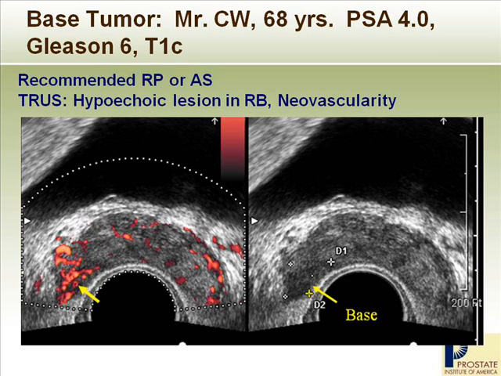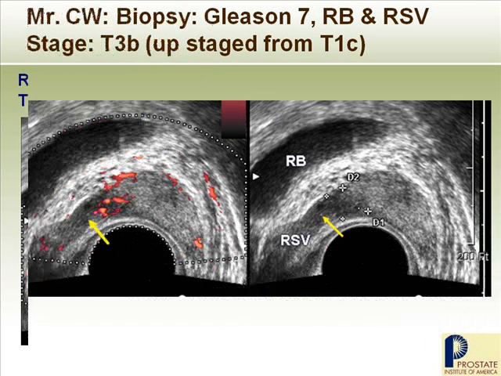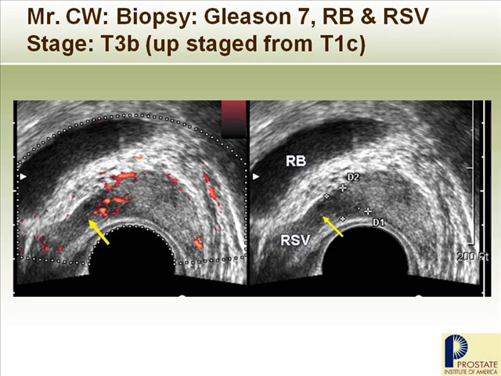Mr. CW, a 68-year-old man, had a PSA of 4, Gleason grade 6, and T1C, by random biopsy. So by definition, he has a very low-risk disease. His doctor, rightfully so, recommended radical surgery because he has a small-volume cancer. But if he doesn't want it, he couldn't even stay on active surveillance because all the information is that he has an early low-grade disease. So he came to me.